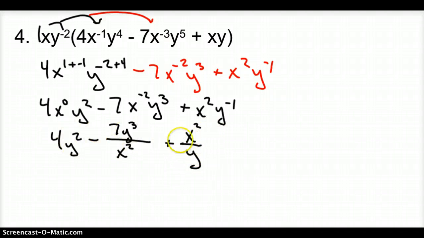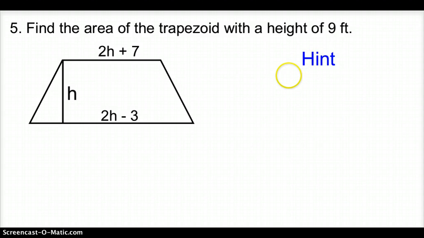Now this here is not a polynomial, and why is it not a polynomial? Because we are dividing by variables, which is not allowed in polynomials. But again, I just wanted to show you this to show you what would happen with this negative 2. And the last one, everybody's favorite word problem.